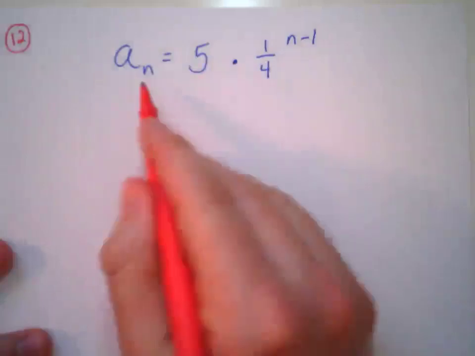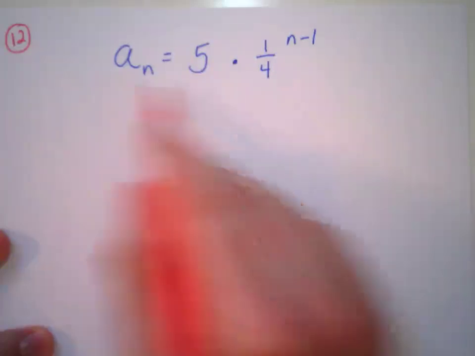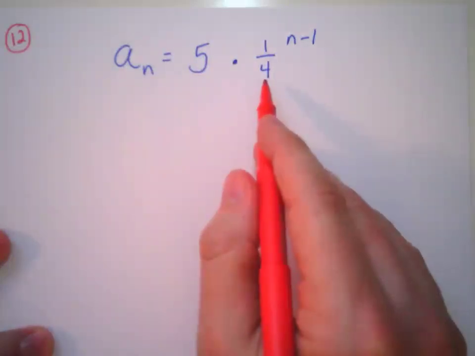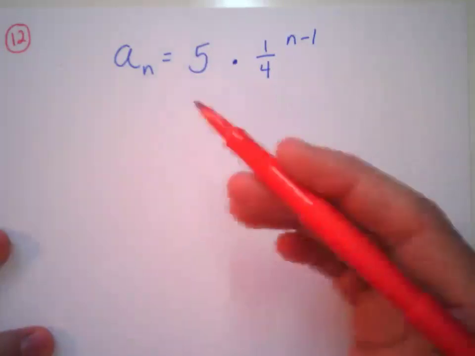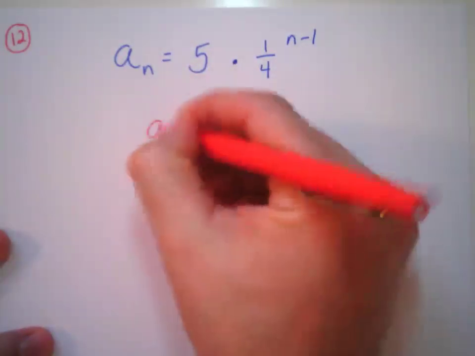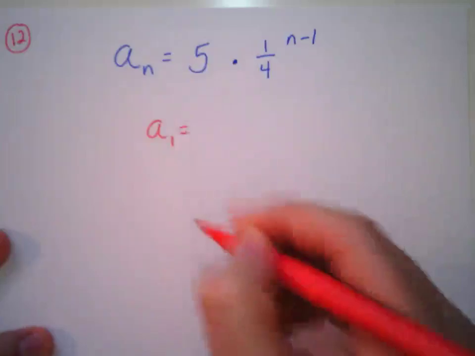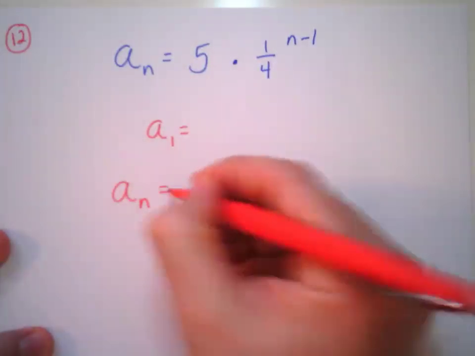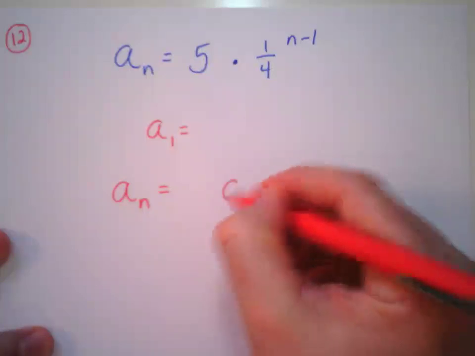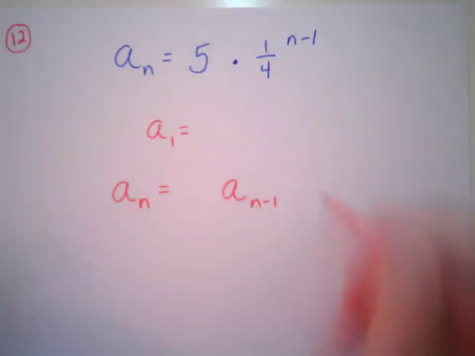So what we're doing here is we have the explicit formula, and we're going to change it to the recursive formula. So with that, again, the same idea we did for number 11, you need to know a couple things. You need to know a1, and then you have to know your formula, a sub n, and then there's going to be a sub n minus 1. That's your previous term, the a sub n minus 1. So we have to know a couple things here.